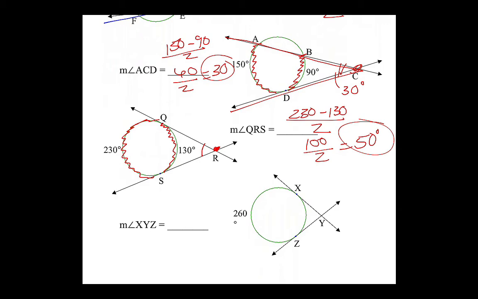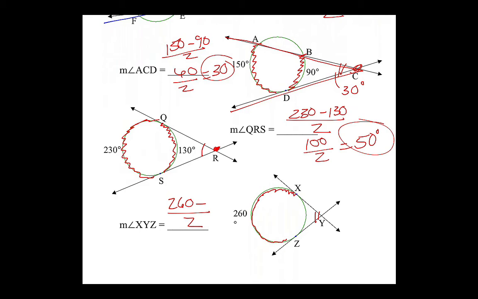If you look at the next example, I didn't give you all of the measures of the arc. All we see is that this is outside the circle, and the big intercepted arc is 260 degrees. So it's 260 degrees minus the smaller arc, divided by 2. But what is that smaller arc?